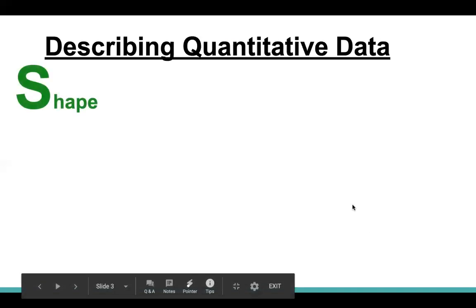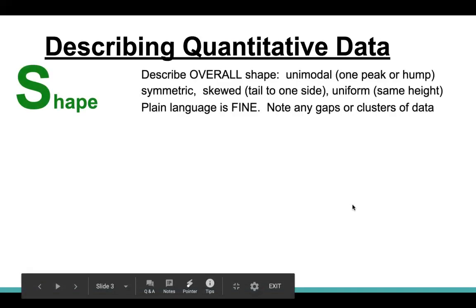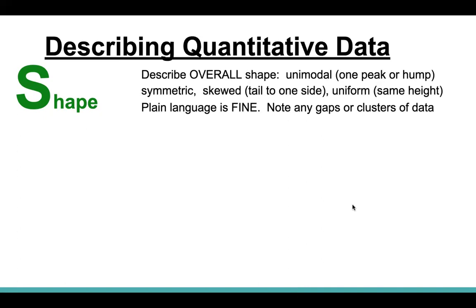So first, you're going to describe the shape. You can draw an idealized shape, and we'll use words like unimodal, which means one peak or one hump, symmetric, which means it's the same on both sides, or skewed to one side or the other. Uniform is the same height, and using plain language is fine. I should have said that it could be unimodal or bimodal. Unimodal is 1 peak, bimodal is 2 peaks. And if there are any gaps or clusters of data, you'll note those too.